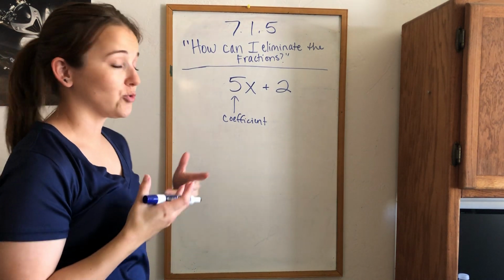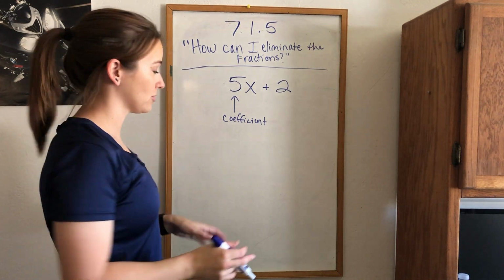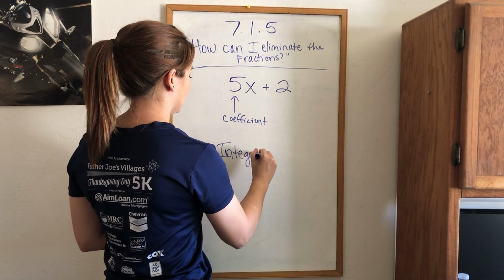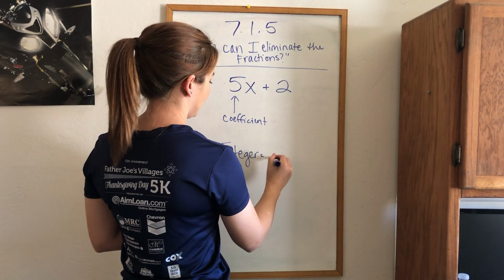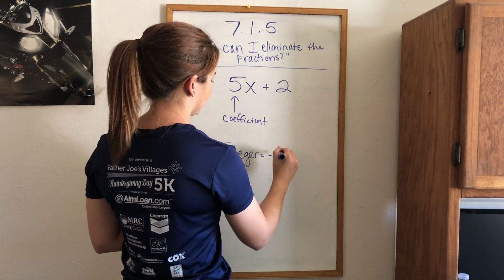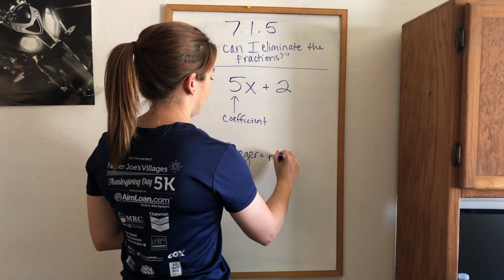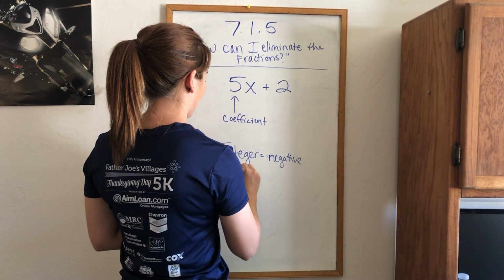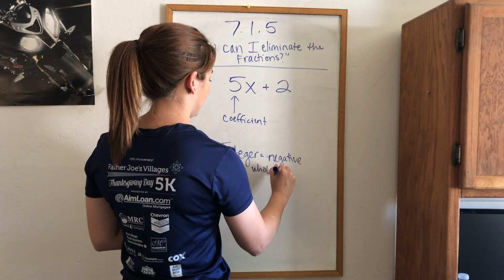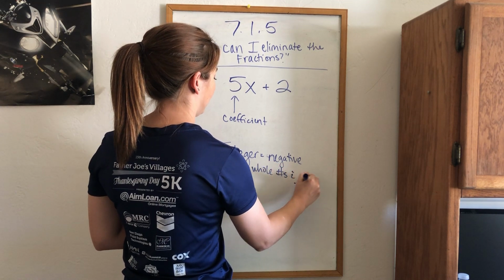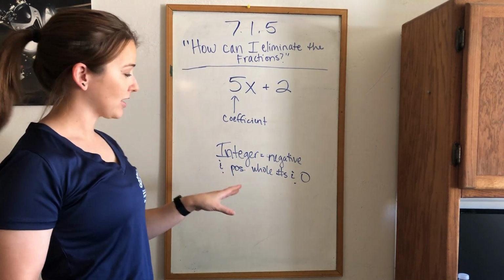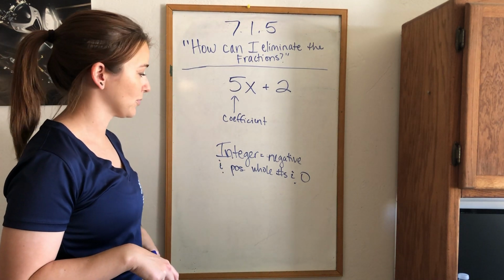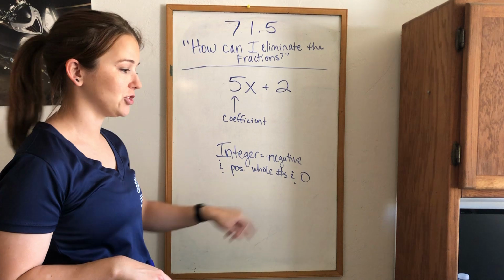Now it's saying we're going to be creating integer coefficients. So remember, an integer is a negative or positive whole number, and 0. So no fractions. Integers are not fractions or decimals or percents. So whole numbers. Integers are whole numbers.